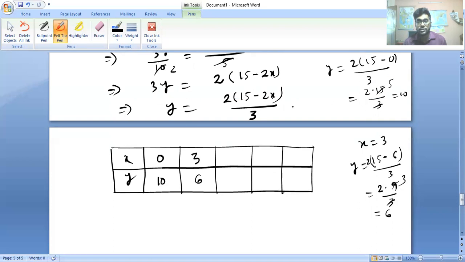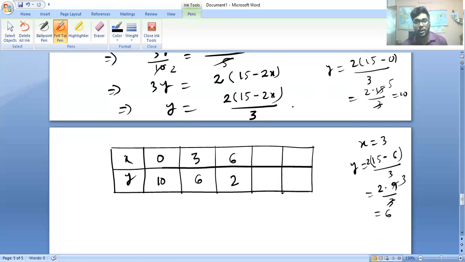Now I put x is equals to 6. 6 2s are 12. 15 minus 12 is 3. 3 3s are cut down. So it comes to 1. Just like this, you do it for the graph. I'm doing it directly.